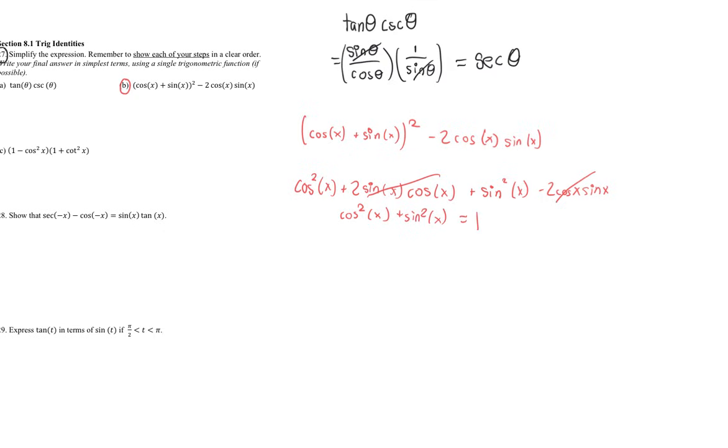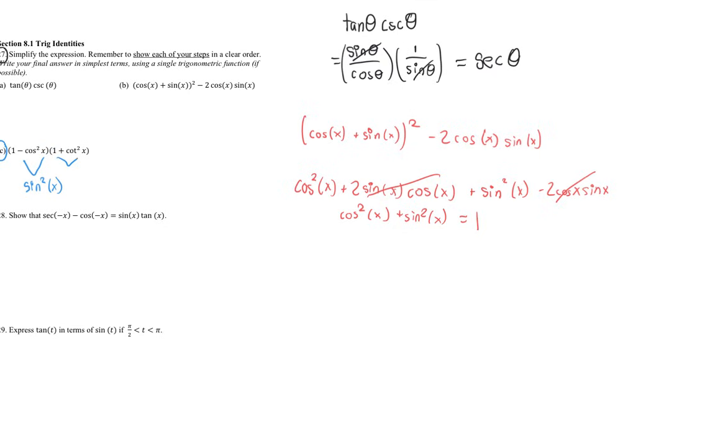For the next one, we have 1 minus cosine squared of x times 1 plus cotangent of x. So we know that using our identity that 1 minus cosine squared of x is the same as sine squared of x.